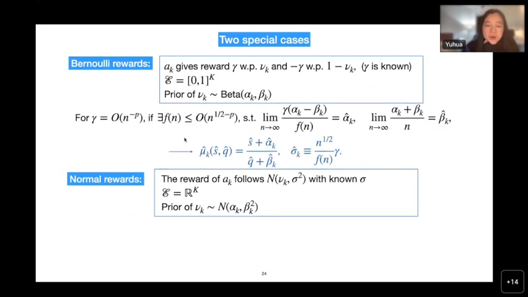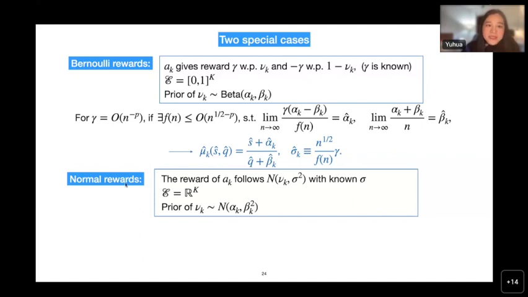In this case, if we set the prior as a beta distribution, then we will see that the first moment mu hat is in this form, which is basically the rescaled cumulative reward plus a constant over the rescaled number of pulls plus a constant. So it's similar to an empirical mean with some modification. The second moment sigma hat depends on your n and the value of your gamma.